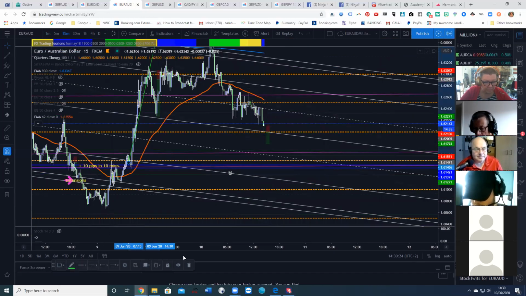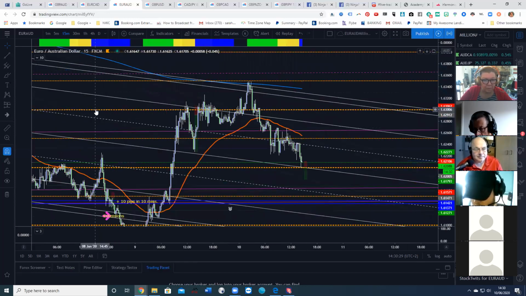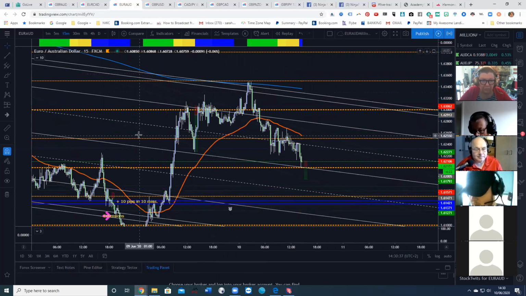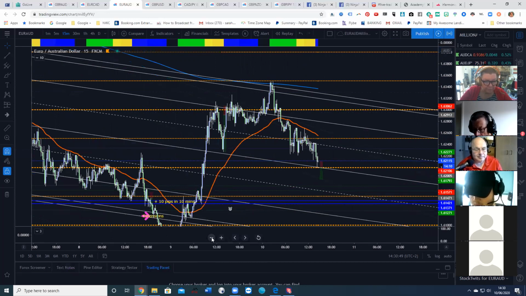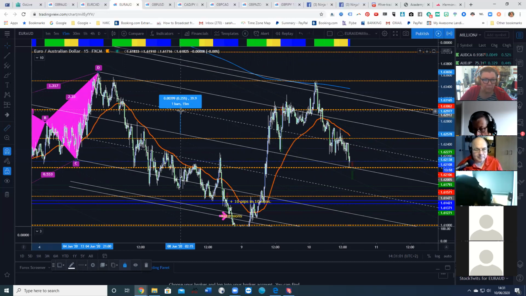Take that one off. And this pink one I could take off actually, hide that, because that was the second pitchfork that I put on some time ago. So this, sorry, machine's a bit slow with Zoom. This is the scan we've got from the 4th of June. So each leg is 40 pips.